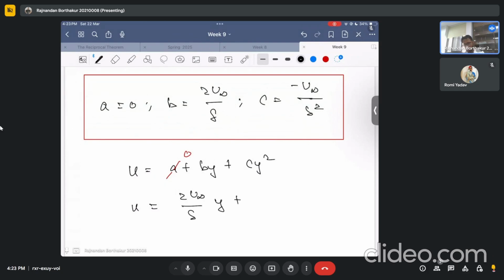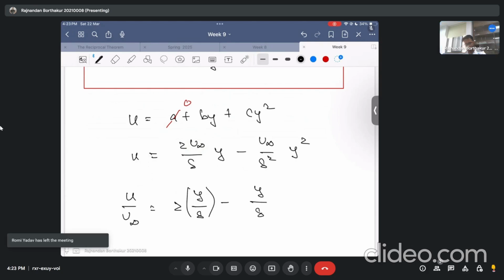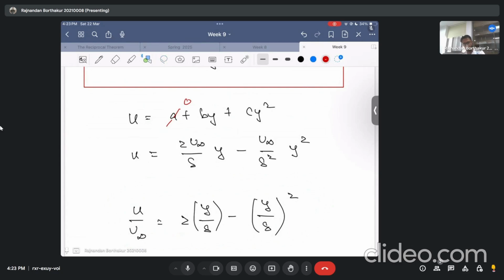This is Y, plus your C is equal to minus U infinity by delta squared, and then this is Y squared. So what you do is you take this U infinity common and bring it to the denominator. And then you get U by U infinity as 2 times Y by delta minus Y by delta whole square. That's it. So that's your velocity profile inside the boundary layer.